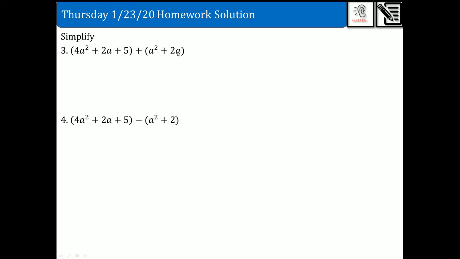Oh, this is easier because I actually took out a term. Here you're adding. So again, distribute the positive 1 to everything here. That's how we get rid of the parentheses. Start rearranging things. 4a squared plus a squared, because these go together. Here, if it makes you happy, a squared goes together in the box.